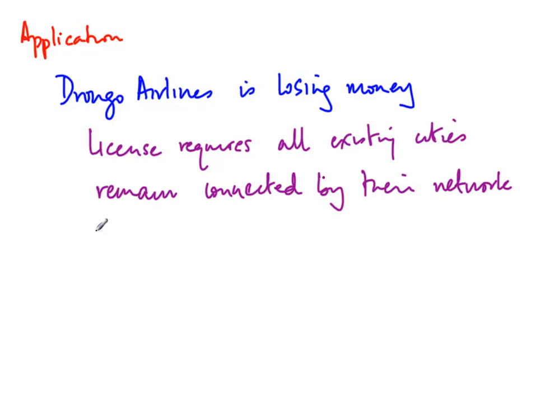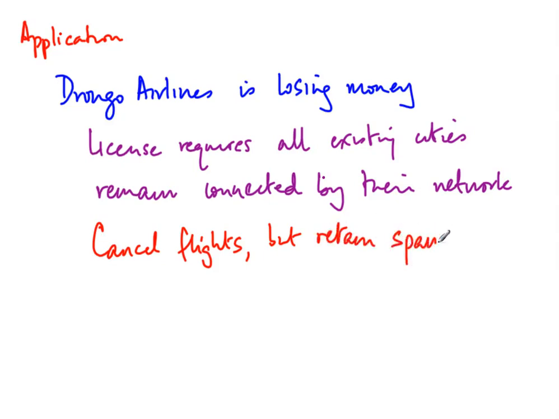So in such a situation, you would like to cancel some flights but retain a spanning tree. So this is one typical example where you will take the original route map of Drongo Airlines. Think of it as a graph. You connect any two cities by an edge if there is a flight between those two cities, and then you identify some spanning tree and say we will retain the flights on this spanning tree and we will remove all the other flights, and we will not violate the terms of the license.